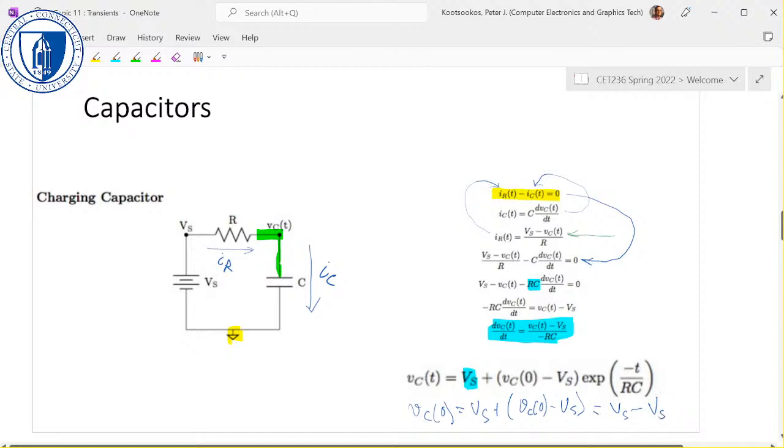Remember I said the voltage across the capacitor, VC at zero, is zero. It's not charged yet. E to the zero is always one. Anything to the zero is always one. So the equation correctly gives us that the voltage across the capacitor at time zero is zero.